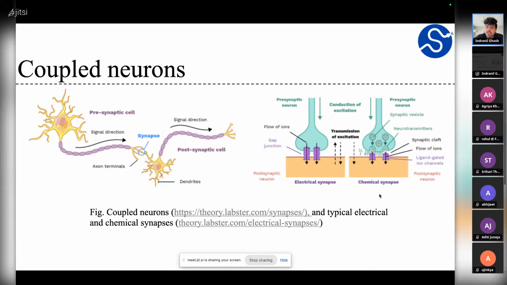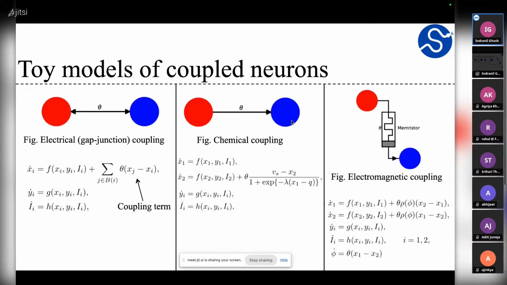When it comes to chemical synapse, it's a bit trickier because it only propagates from the presynaptic neuron to the postsynaptic neuron, because the propagation happens through chemicals, which are called neurotransmitters. You can see here the round ball-shaped objects with dots inside. The dots are like neurotransmitters which get released at the synapse. So, just converting the biological phenomena to some toy models of coupled neurons.